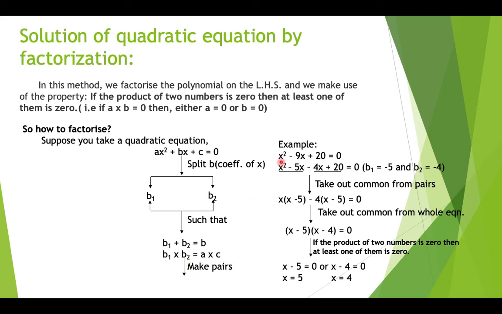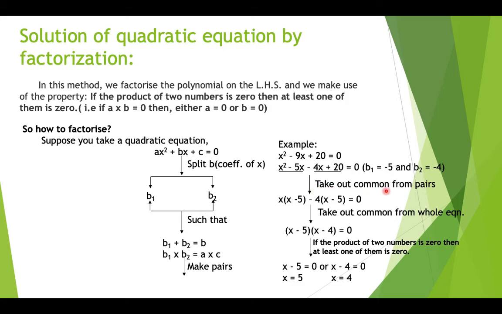So we have given a quadratic equation as x square minus 9x plus 20 is equal to 0. So we are splitting this 9x in such a way that b1 plus b2 is equal to b. So we see 20 into 1 is 20, and we also know that 5 fours are 20. So minus 5 into minus 4 is plus 20, and minus 5 minus 4 is minus 9. So we are getting b1 is equal to minus 5 and b2 is equal to minus 4.